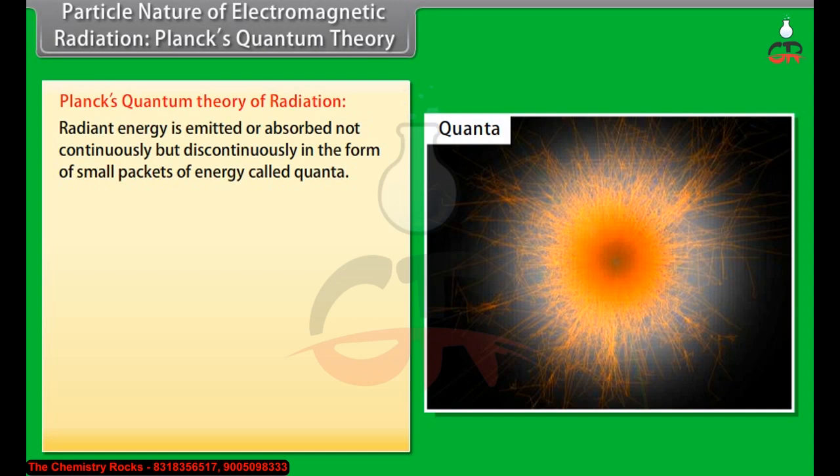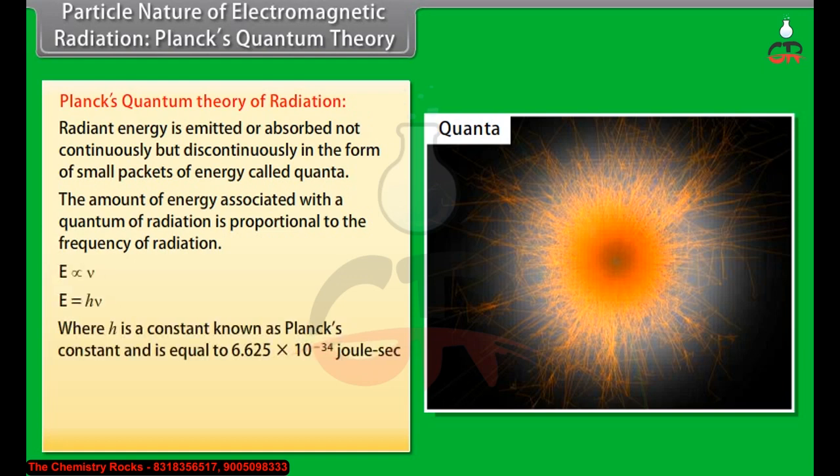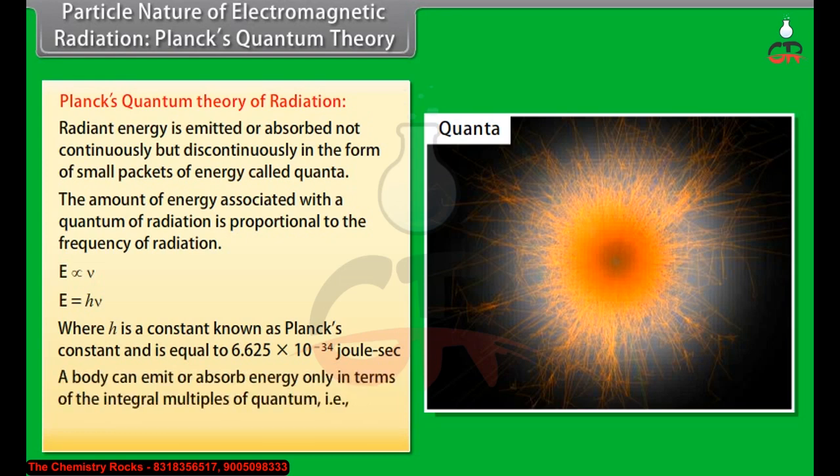The amount of energy associated with a quantum of radiation is proportional to the frequency of radiation, where h is a constant known as Planck's constant and is equal to 6.625 × 10^-34 joule second. A body can emit or absorb energy only in terms of the integral multiples of quantum, that is, E = nhν, where n = 1, 2, 3, 4, etc.